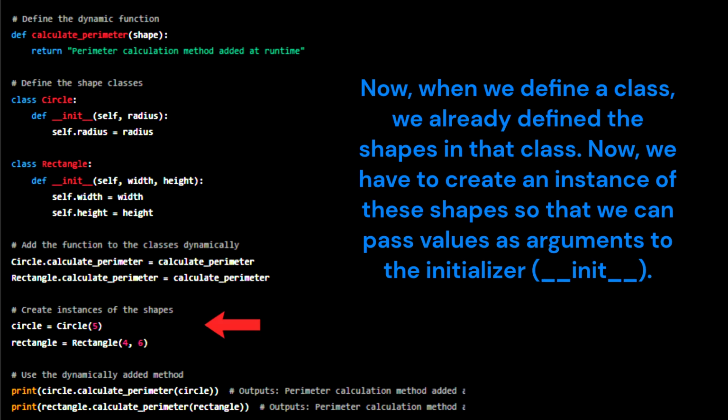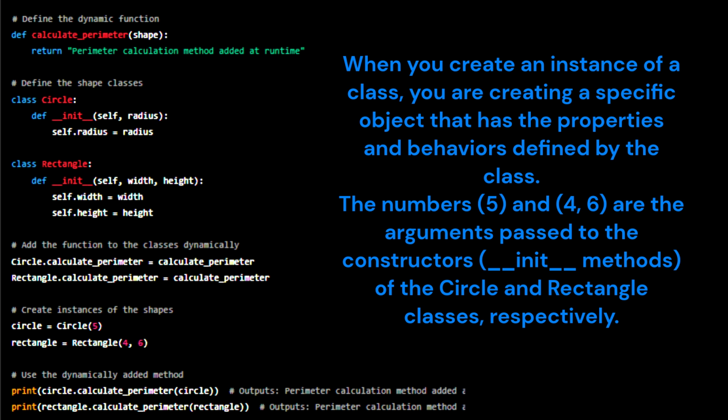Now, when we define a class, we already define the shapes in that class. Now, we have to create an instance of these shapes so that we can pass values as arguments to the initializer, __init__. When you create an instance of a class, you're creating a specific object that has the properties and behaviors defined by the class. The numbers 5 and 6 are the arguments passed to the constructors, the __init__ methods of the circle and rectangle classes, respectively.